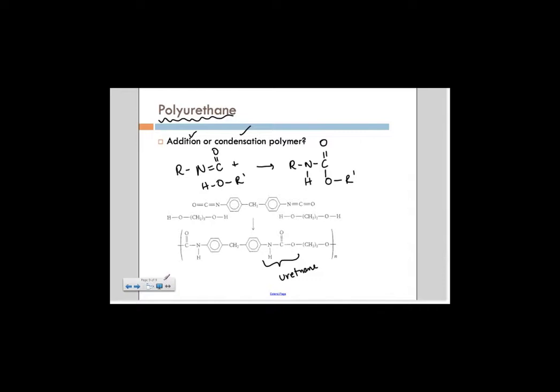In the next screencast, we'll go through some examples of polymers to show the relationship between structure and function. Let's go ahead and stop there.